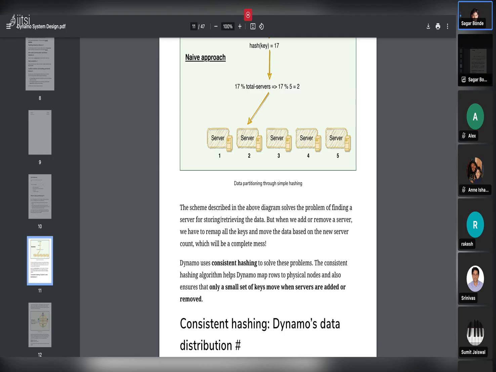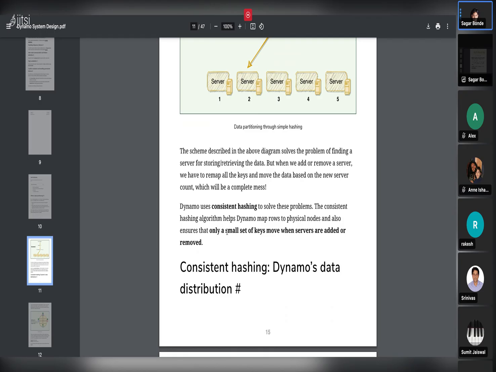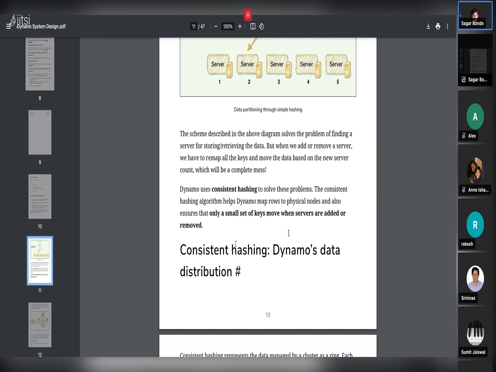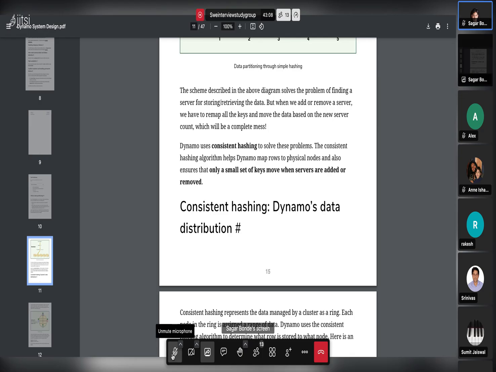Also, just a small clarification: it's not that the reshuffle will never happen. What it says is there will be a minimum need of reshuffling of keys, like only a small set of keys could be reshuffled, the optimal number of keys. I think that's where the Merkle tree comes in, to see where the mismatch is, and then we make the change.